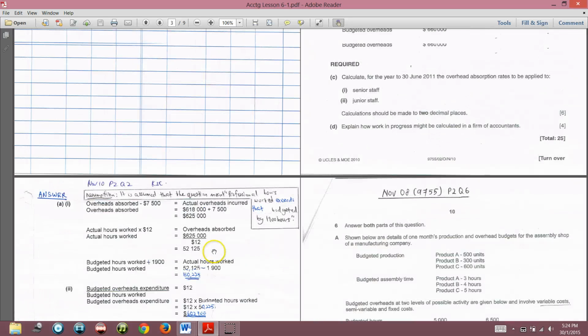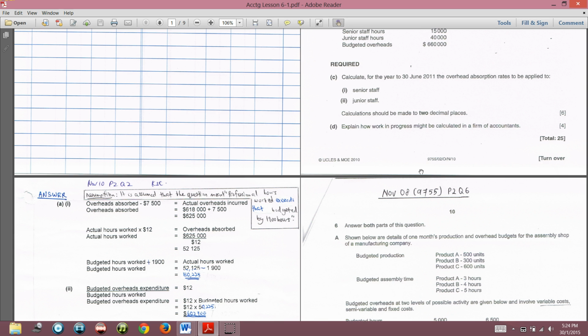Then part D asks, explain how work in progress might be calculated in a firm of accountants. Normally part D is a common sense question, and there isn't a fixed concrete answer for it. They are testing the ability of the student to explain in their own way, according to their own understanding, not just by memorizing.